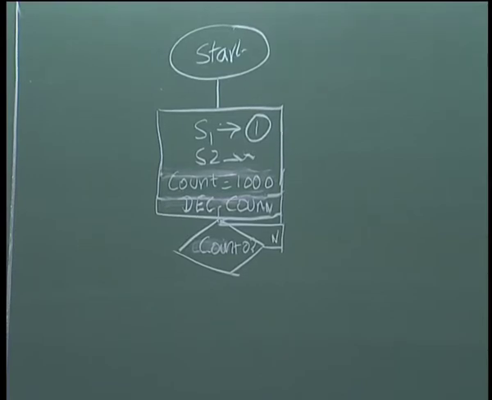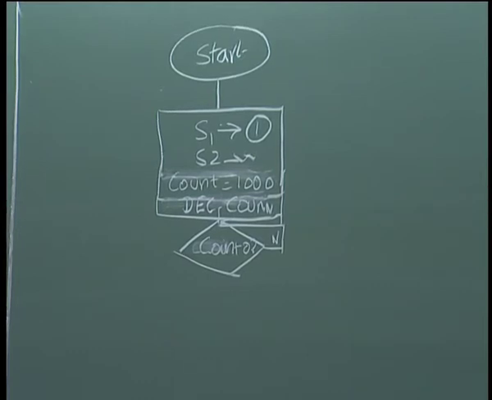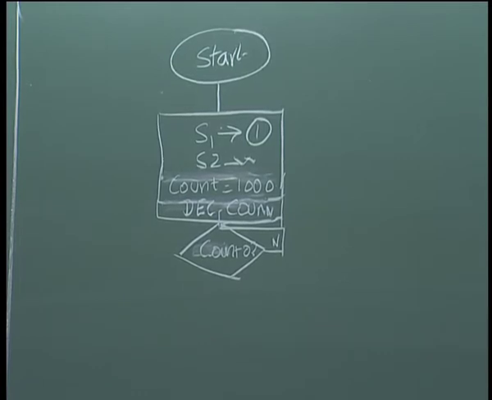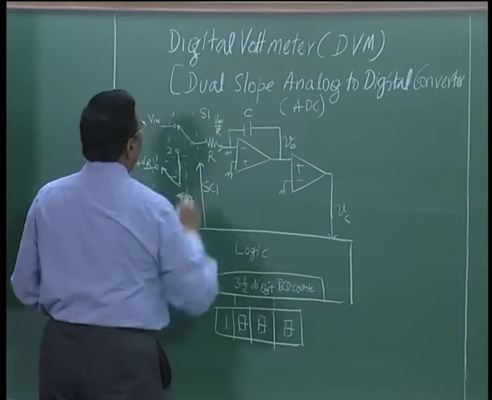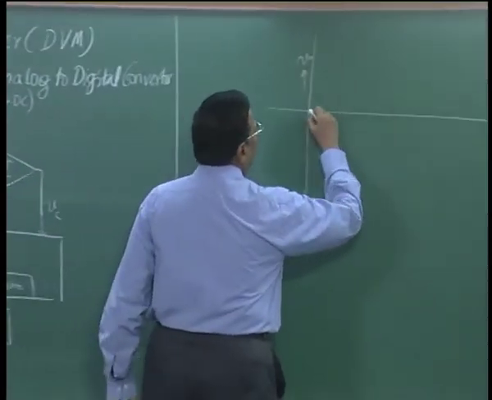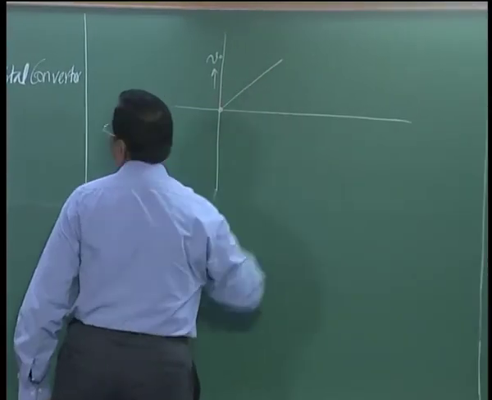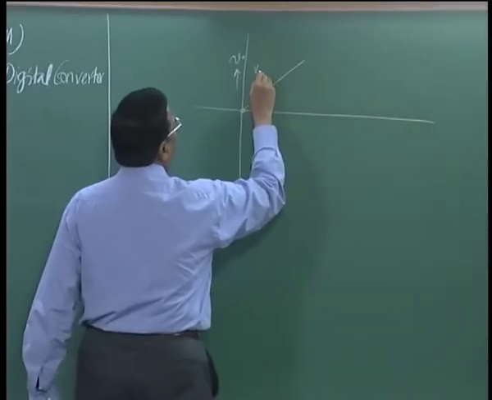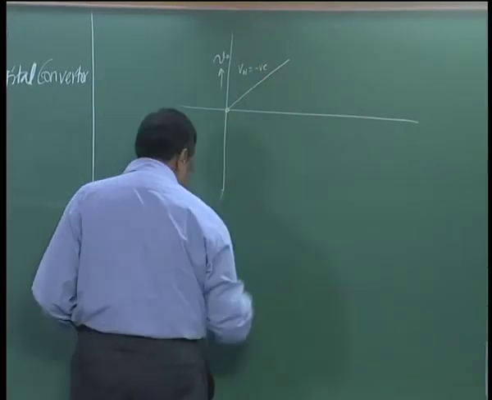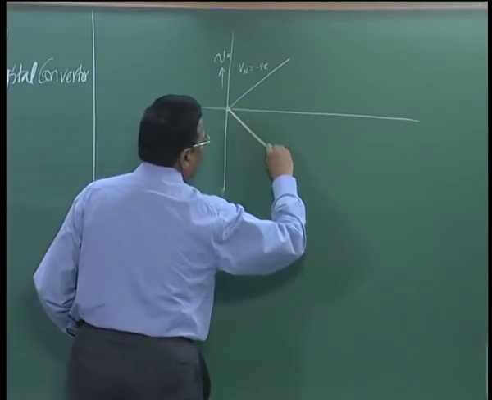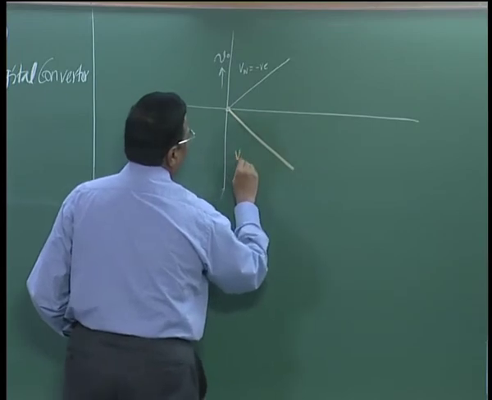So, which means now R is connected to V in, voltage across R will be V in, current through R would be V in by R. If the voltage is negative, I will have a positive slope. So, this would be V in is equal to negative. If I have the voltage positive, I will have a negative slope. This is V in is positive.